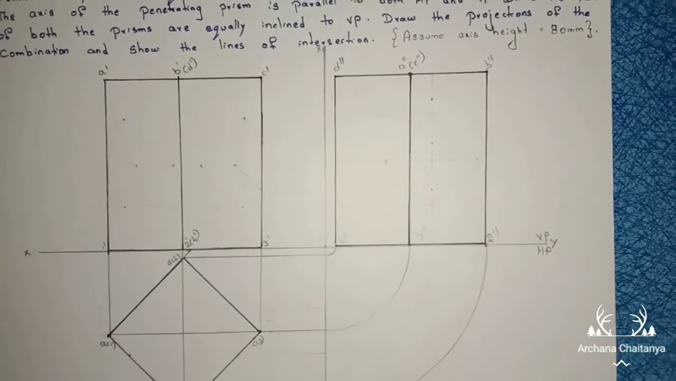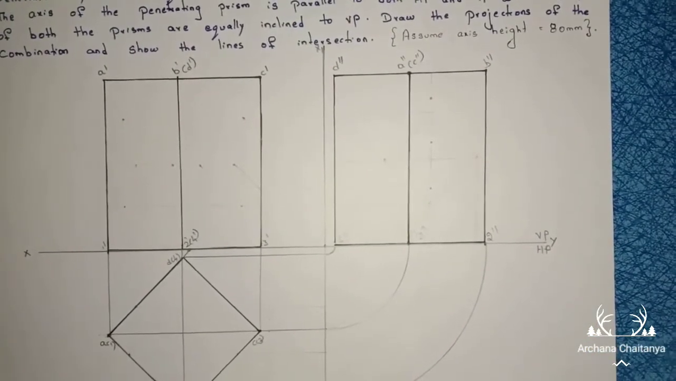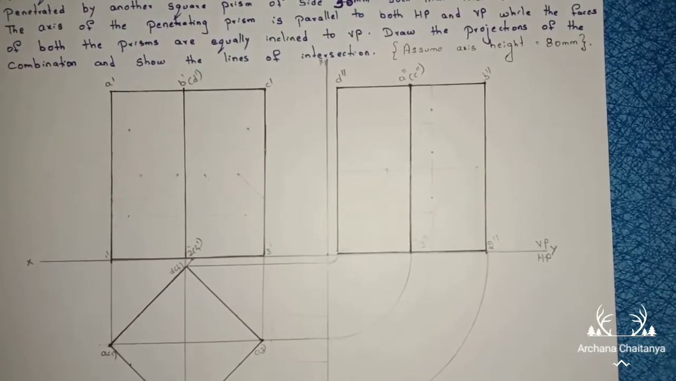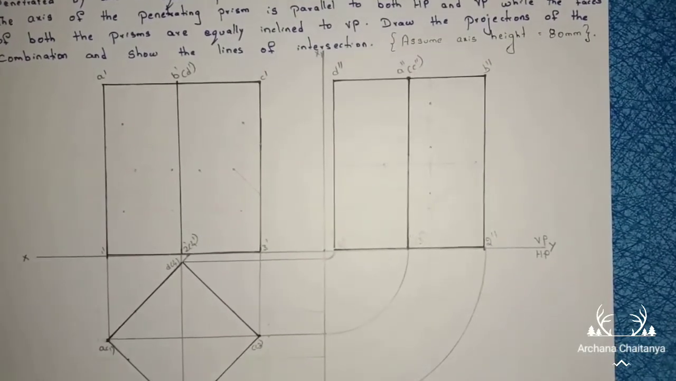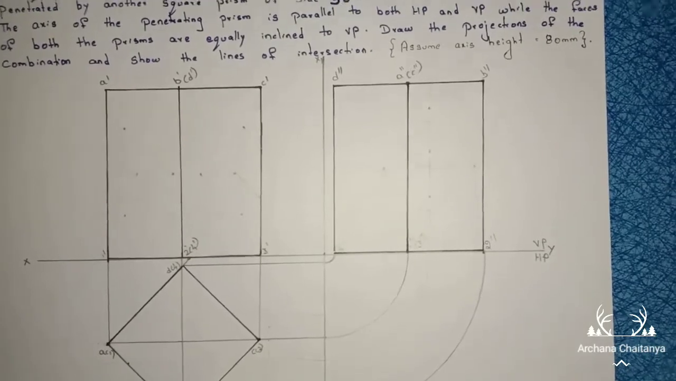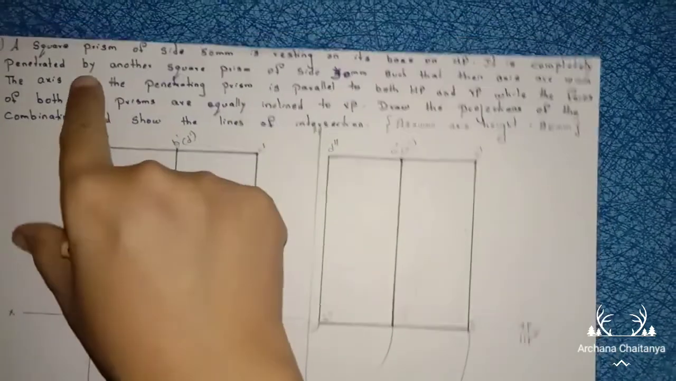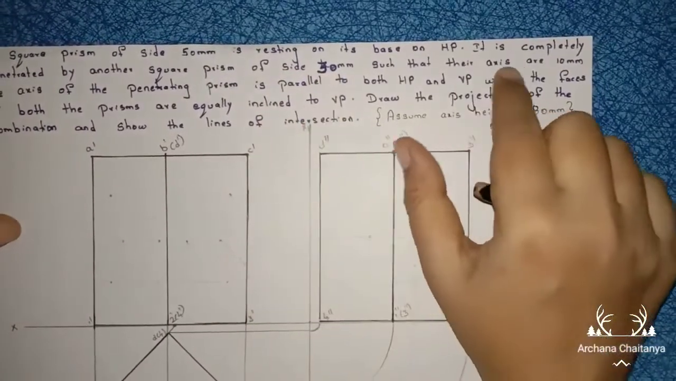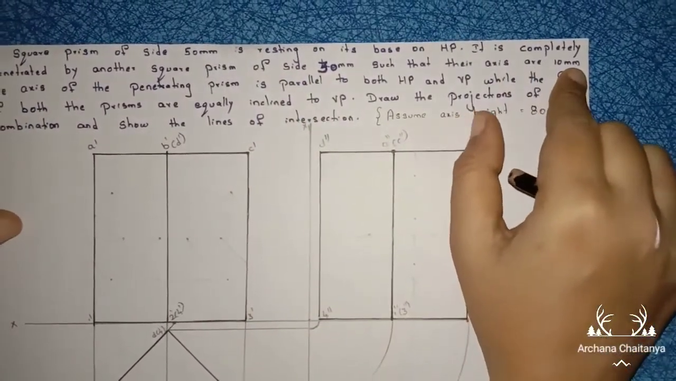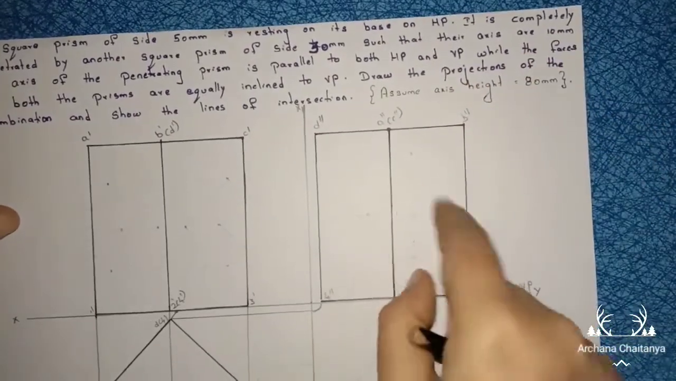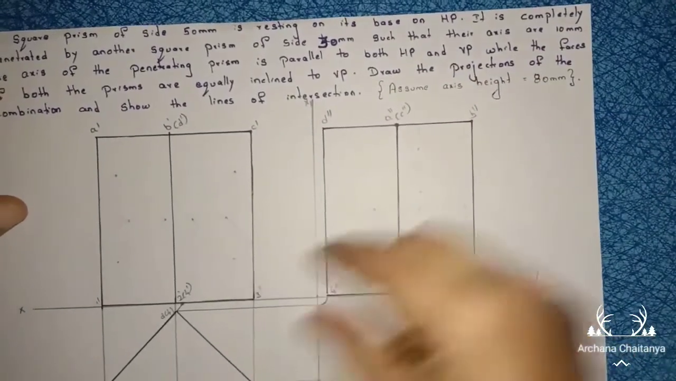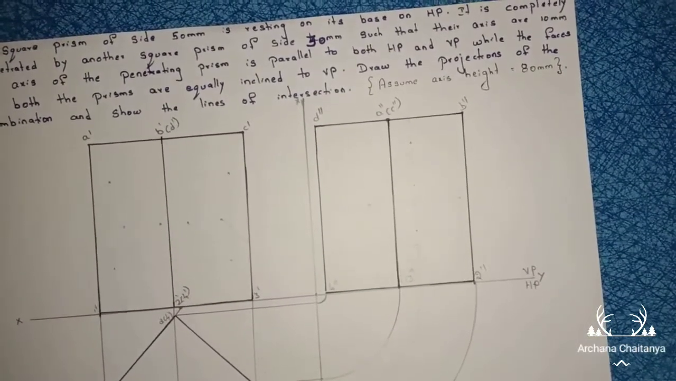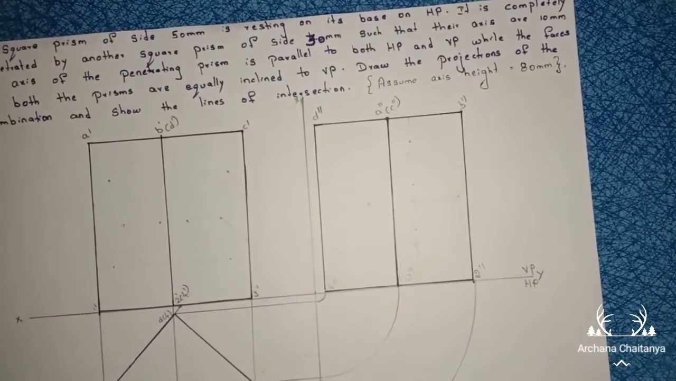Right, first construct this one. Now after that, this is your square prism. Now we are going to penetrate another square prism here. But he mentioned the condition, in order to penetrate another square prism of side 30 mm, their axes are 10 mm apart. Actually we have to construct the square prism here, but they mention the condition axes are 10 mm apart.